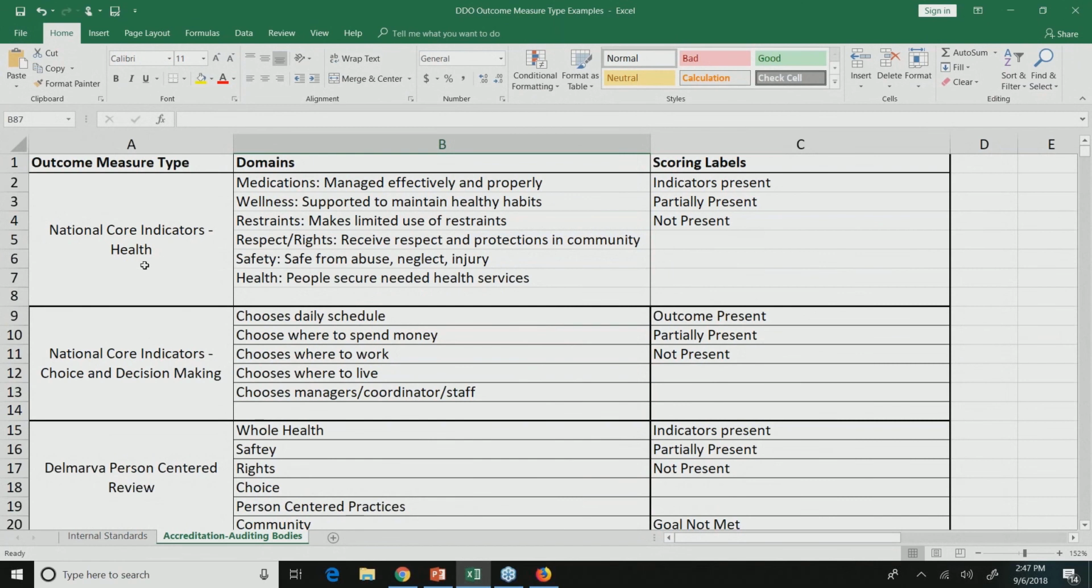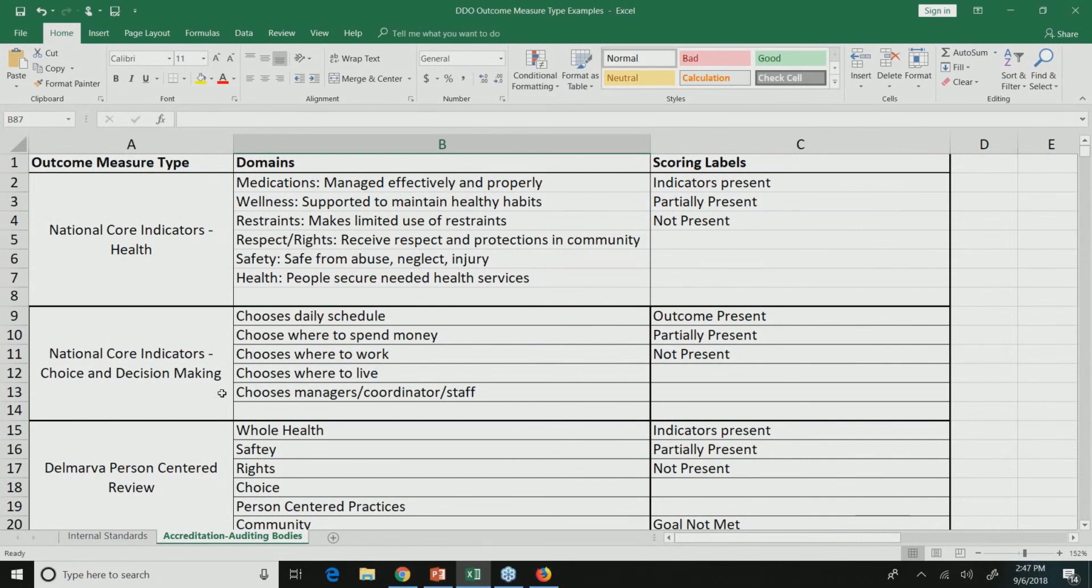Maybe for the National Core Indicators Health, I want to be able to track medications, and I want to ensure that we're looking at data that supports that it's managed effectively and properly. Wellness is supporting to maintain healthy habits. Restraints makes limited use of restraints. Rights and respect, safety, and health. And I just want to know, are the indicators present or not present?